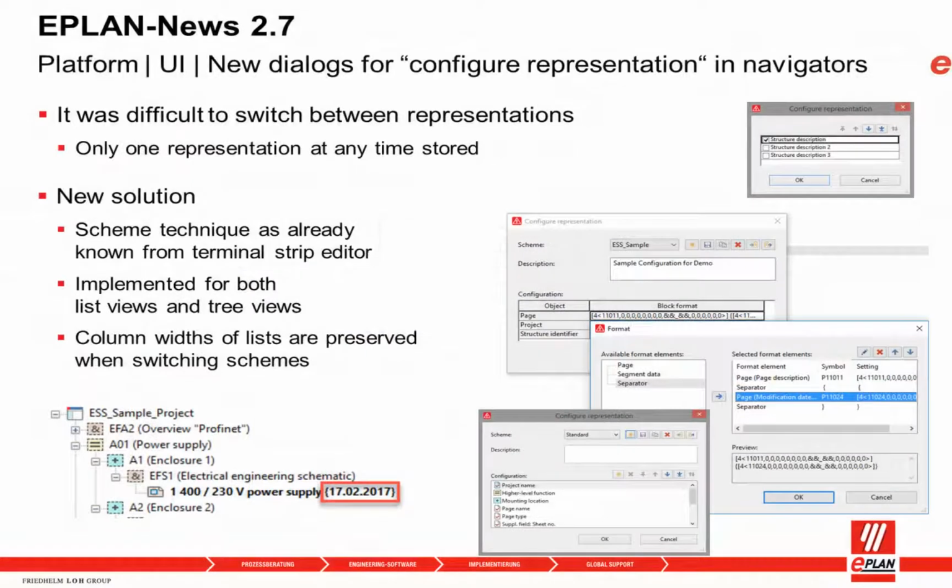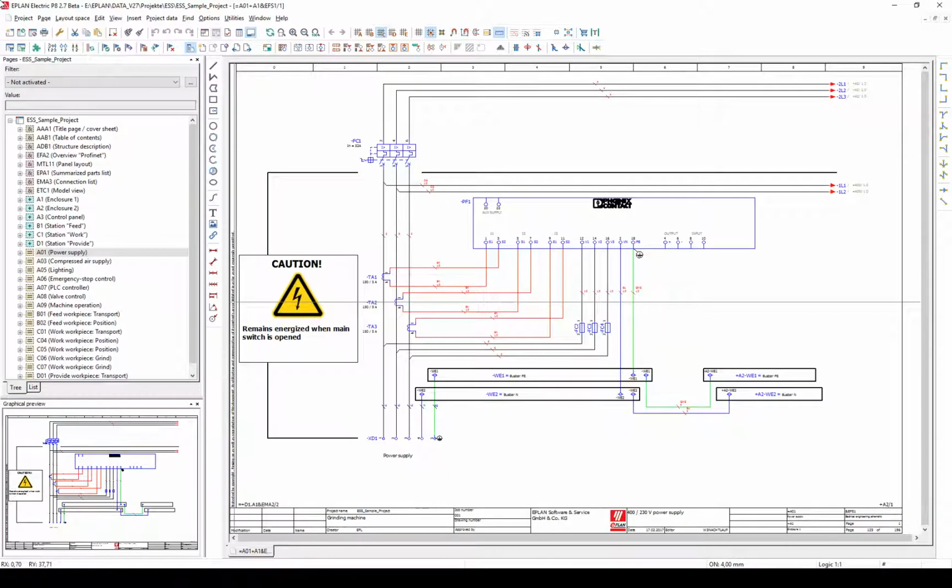The new version 2.7 allows the user to configure his own representation of the page and device navigator. They got a whole reengineering to configure their representation. Now they support the already known scheme technique. Open the page tree and select a page.